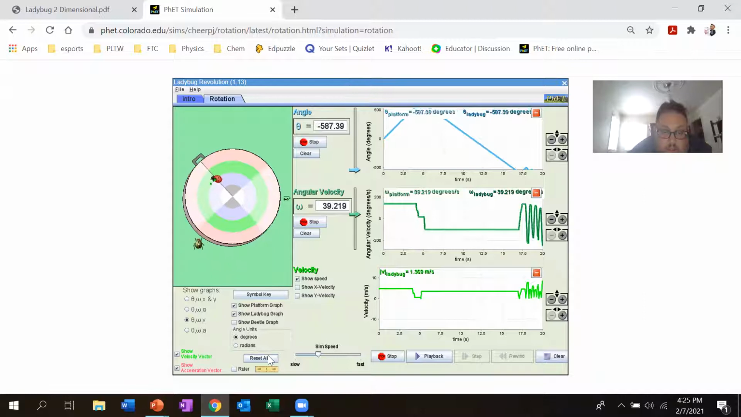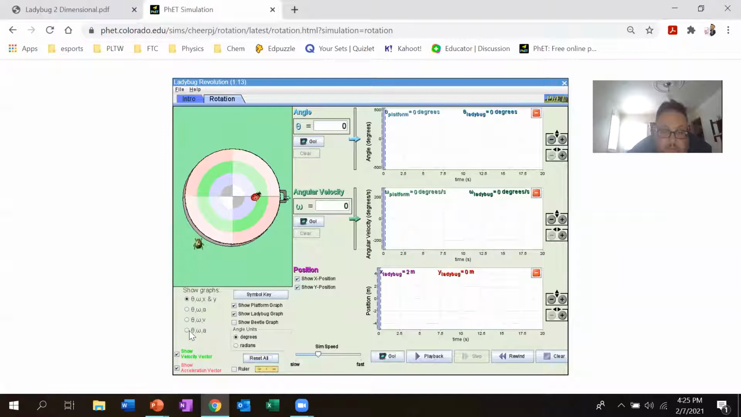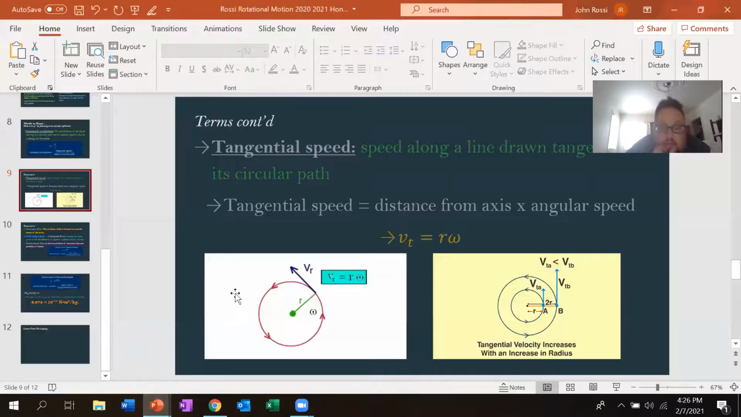Okay, I'm going to reset all of these. Okay, go back to my settings that I wanted. And I want to stress how you have angle. So as this opens up, the angle increases and the angular velocity increases. That's the measure of the velocity in degrees per second. We can find tangential speed, or as they call it, velocity here, by taking a formula that we did last week.